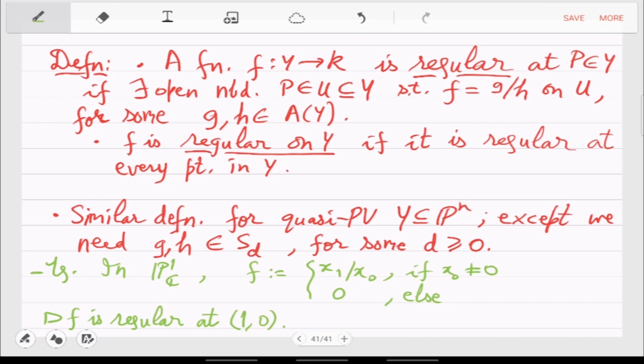What about the point (0, 1)? At (0, 1) the second definition will apply, so its value will be 0. So it is well defined, but is it a regular function? Why not? How do you show this? The problem is that you will not be able to find an open neighborhood U which contains (0, 1) and where you can express f as a fraction of two polynomials.